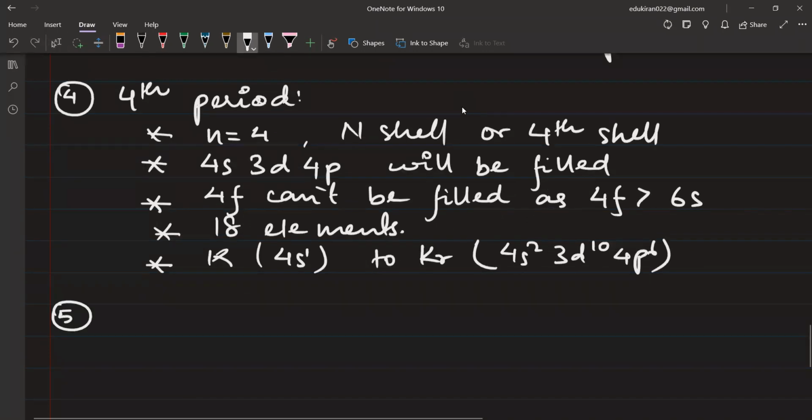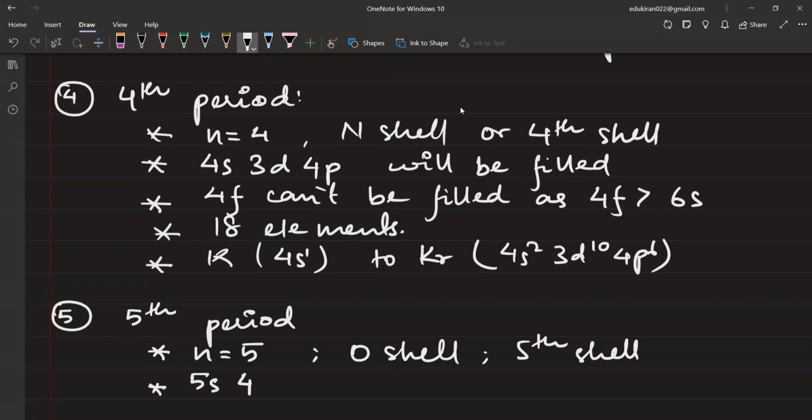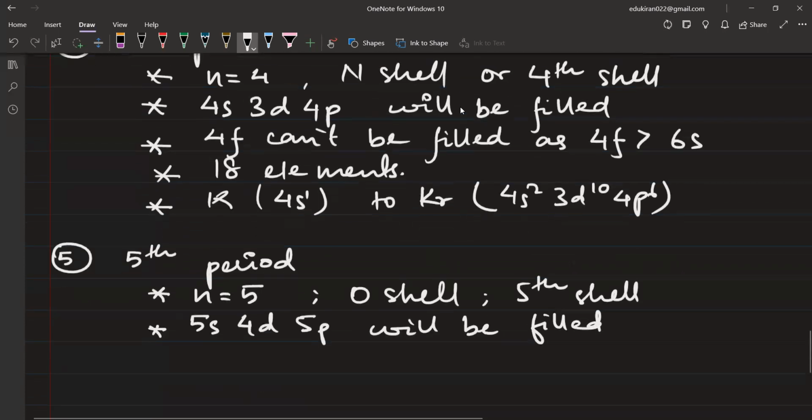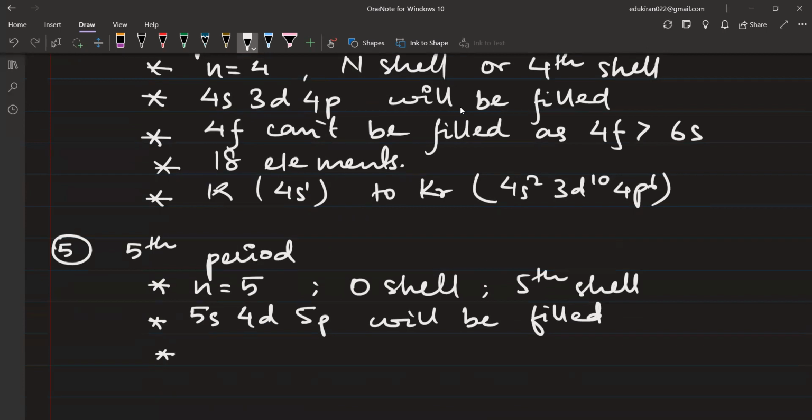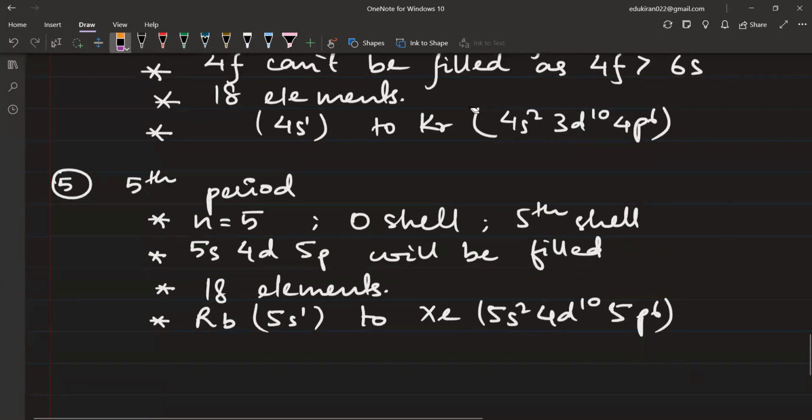Then we have the fifth period. So we have n is equal to 5. It is the O shell, or we can write the fifth shell. Here we are going to fill 5s, 4d, and 5p. Again here also, we can have only 18 elements, from rubidium, 5s1, to xenon, 5s2, 4d10, 5p6. This K is your potassium.